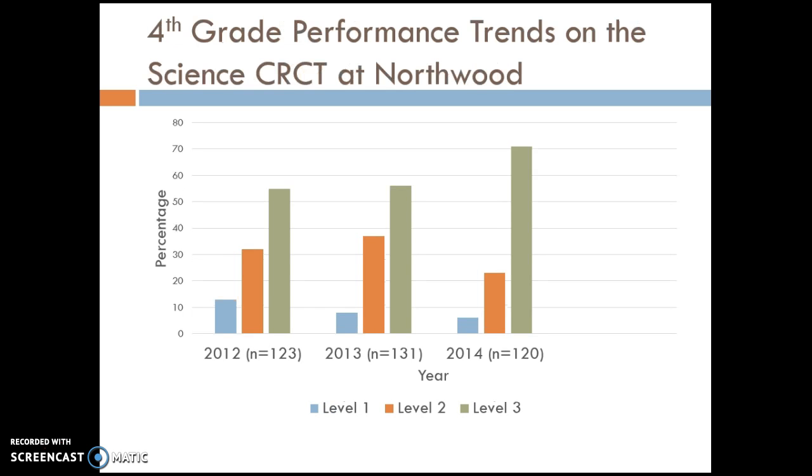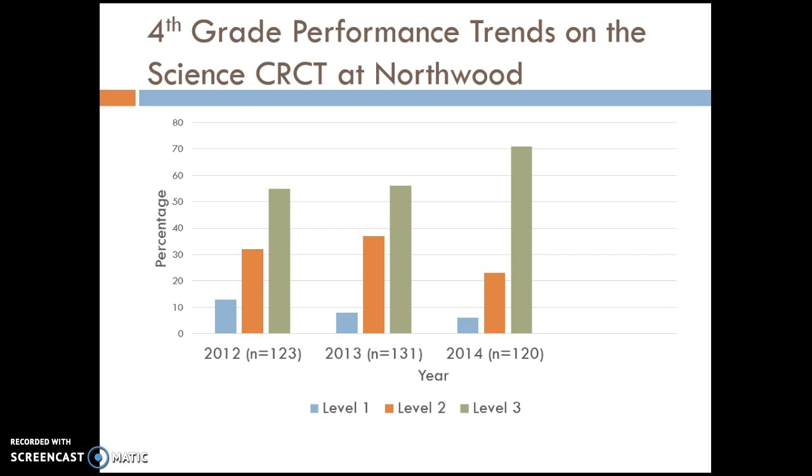Now we're going to narrow it further down to 4th grade specifically. Here's the 4th grade performance trends on Science CRCT at Northwood. The blue column is level 1, orange is level 2, and then the greenish gray column is level 3. So as you can see, 4th grade is a little bit lower than our grades 3 through 5 average.